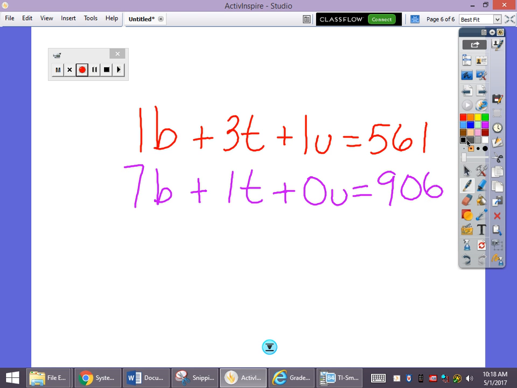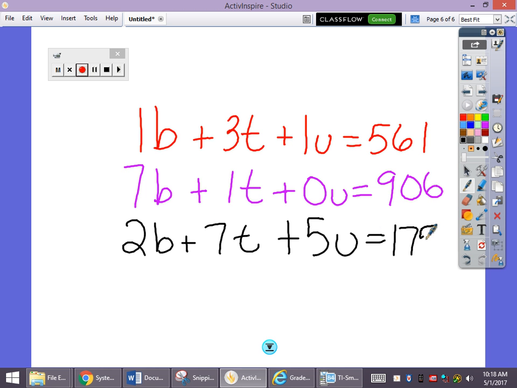And now, the next person bought 5 unicycles, so I put 5U. Right, they tried to mess me up, so 5U. Okay? And 2 bicycles and 7 tricycles for $17.58. Now I can turn this into a matrix and solve.